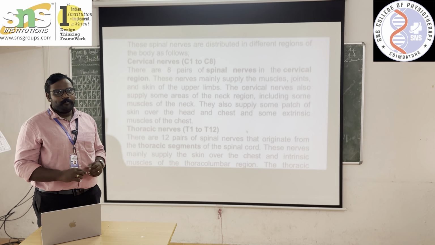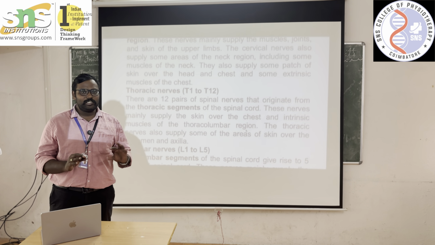Going to the next heading, the thoracic nerves. Thoracic nerves go from T1 to T12, that is, 12 pairs of thoracic nerves. How can we define this, and how can we learn it in a simple way?